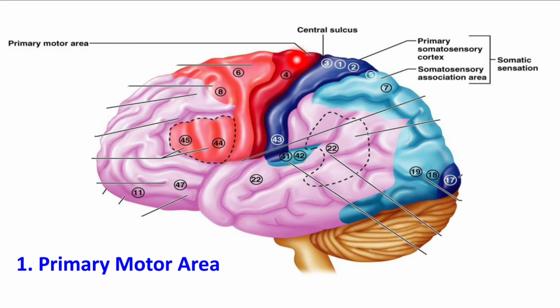This is located in the precentral gyrus, the gyrus located just in front of the central sulcus. Some part of this area also extends onto the medial surface. This is Brodmann area 4, and this area consists of a granular cortex.